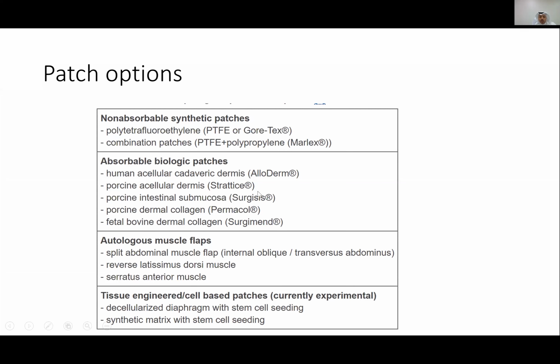Then you have the absorbable ones. You have Alloderm, Surgisys, Spermacol, all types of fancy meshes. Again, they're not good alone because they have a higher recurrence rate.